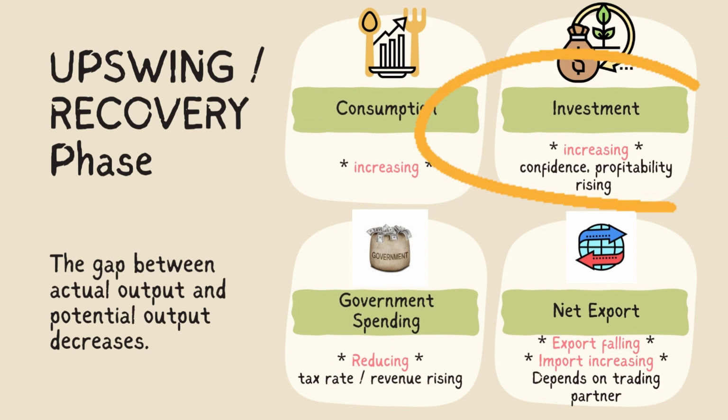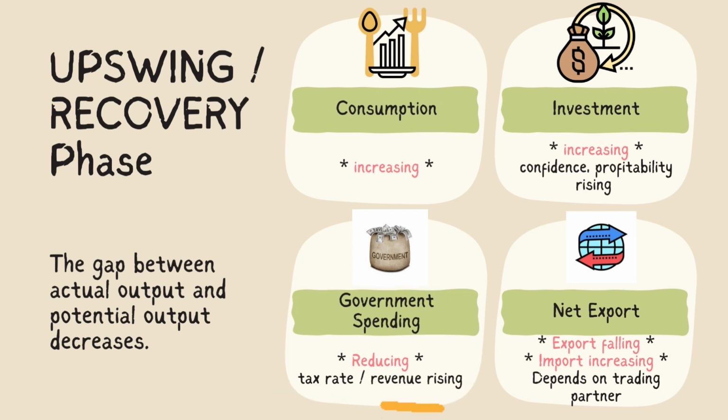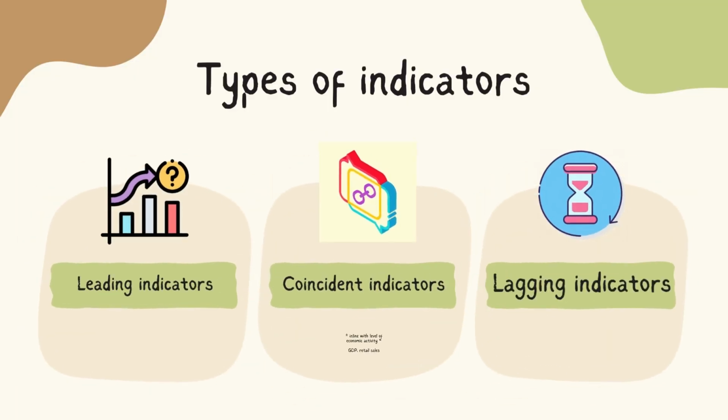Consumption is increasing as unemployment rate is falling, people's purchasing power increase. Investment will increase as businesses' confidence increases. Government spending can start to fall as the economy doesn't need government's involvement or spending that much. And export will start to fall as price starts to increase, while import starts to increase as consumers' purchasing power increases.